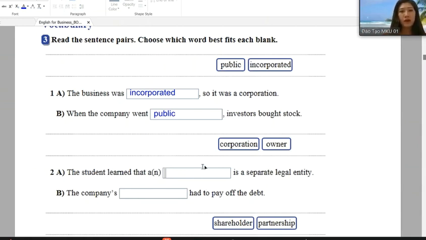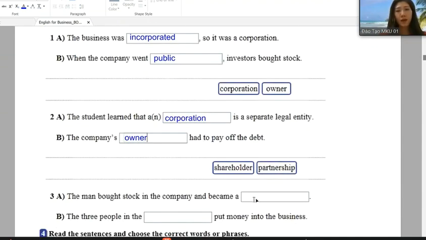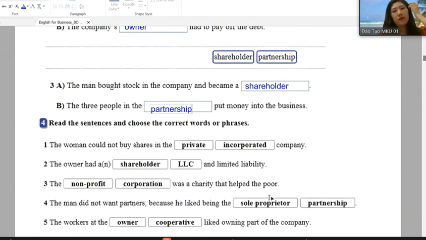So number two is the student learned that what? Corporation. Yes. Corporation. And the second one will be author. And number three, the man bought stock in the company and became a shareholder. A shareholder. And partnership for the second. And now I will answer for number four.